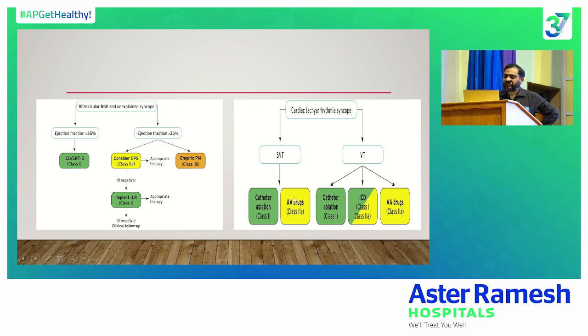For tachyarrhythmias, catheter ablation is more useful in SVTs. For VTs, if it is structural heart disease, ICD is the first line therapy. And if it is a structurally normal heart, we should go for catheter ablation.